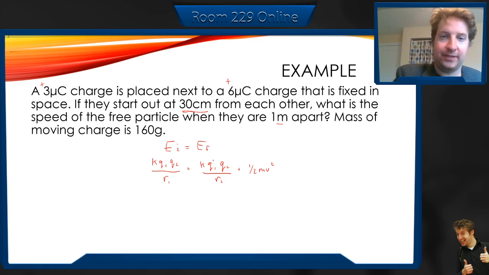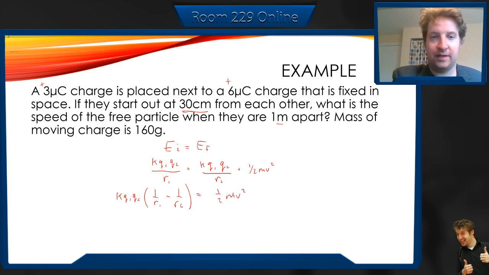Okay, I can bring this guy over, and I can factor out the k and the Q's. So I should end up with k Q1 Q2, all multiplied by 1 over r1, take away 1 over r2. I just did a couple steps there together. But you see I factored out the k, Q1, Q2 from these two expressions. This guy came over, so it became negative.